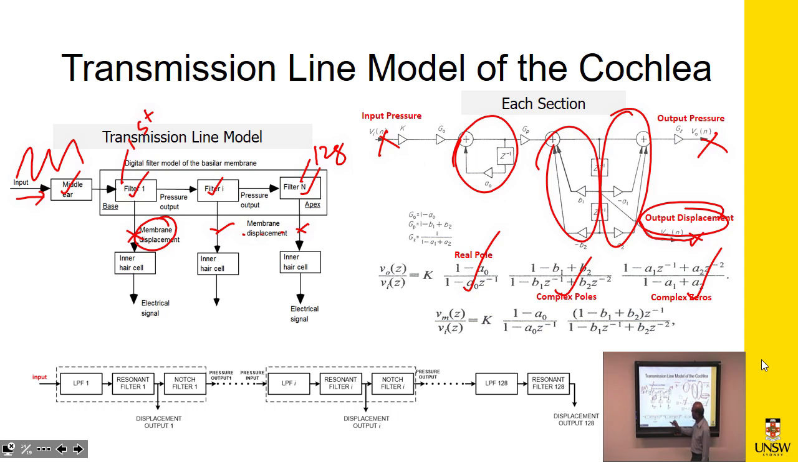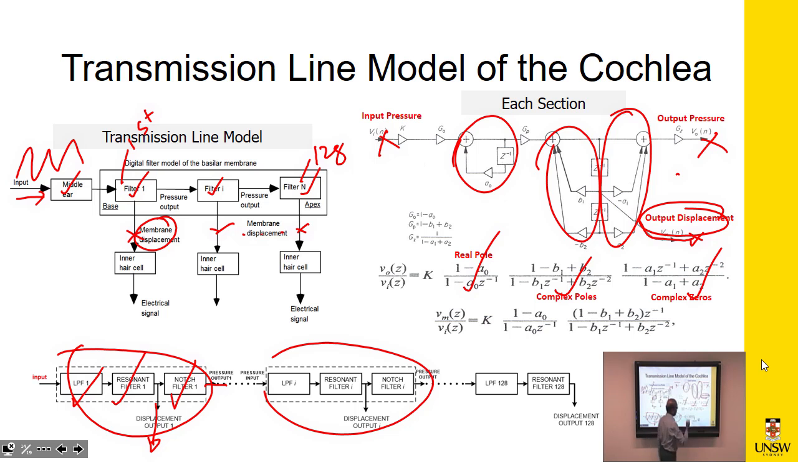So that's what they will do. If they cascade them, you will find the first filter is a low pass, resonant filter, and a notch filter. That's filter 1. Displacement is here, then the pressure output at that point is connected to the next section, and so on. They've got 128 sections of that.